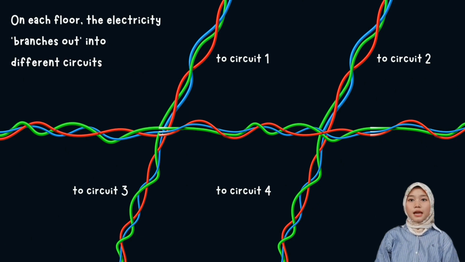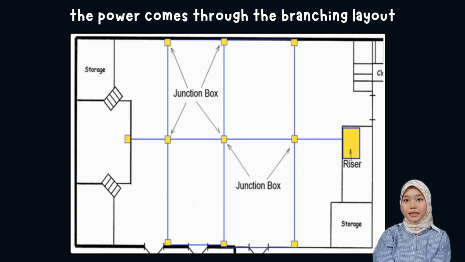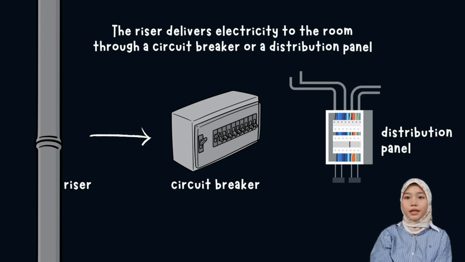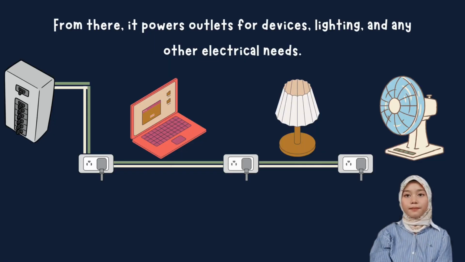On each floor, the electricity branches out into different circuits, just like the branches of the tree extending from the main trunk. For instance, in a hotel room, the power comes through the branching layout. The riser delivers electricity to the room through a circuit breaker or a distribution panel. From there, it powers outlets for devices, lighting, and any other electrical needs.